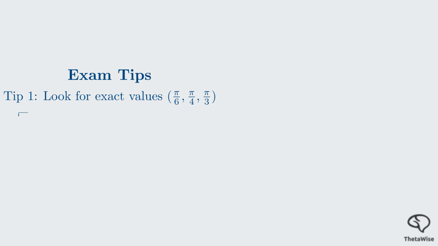Tip 2. Use the hence cue. If an IB question says hence, you must use your previous answer. If you've just converted numbers to Euler form, part B will be significantly easier if you stay in Euler form rather than switching back to Cartesian.